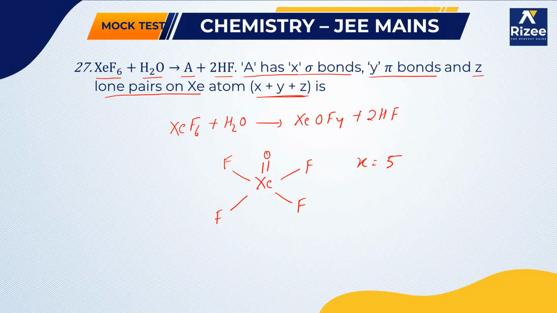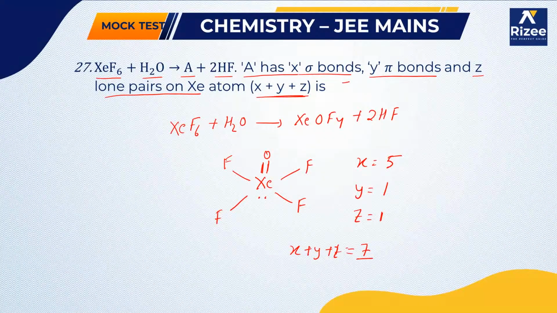Next, how many pi bonds? Since only one double bond is there, the number of pi bonds is 1. So Y will be equal to 1. And what is the value of Z? Since Xe is forming 6 bonds here, one lone pair of electrons will be there. So Z value is equal to 1. So total 5 plus 1 plus 1 we can write as equal to 7. So our answer is 7.